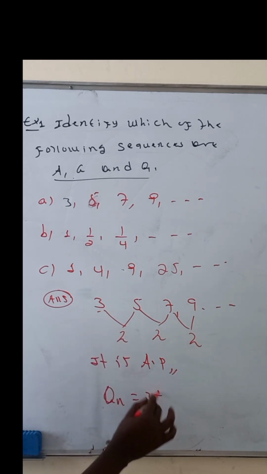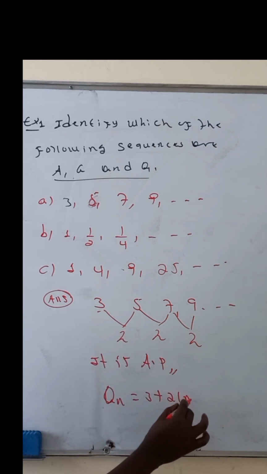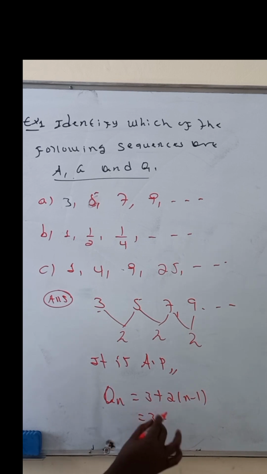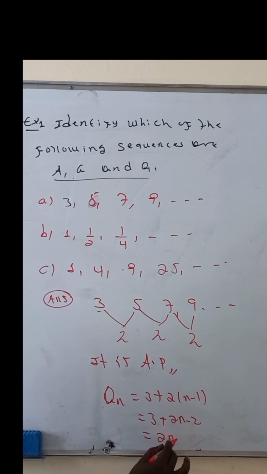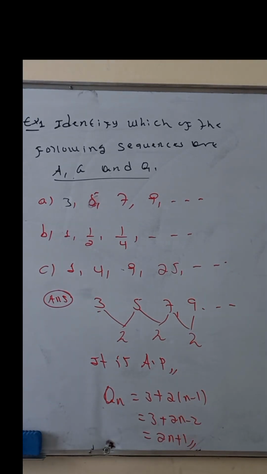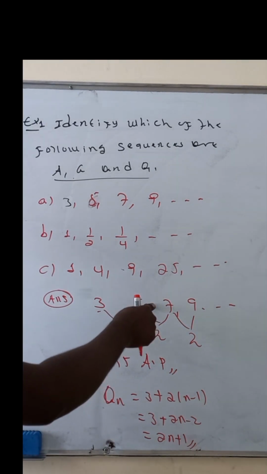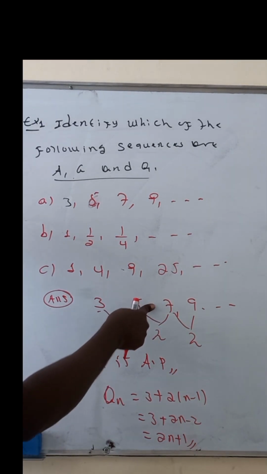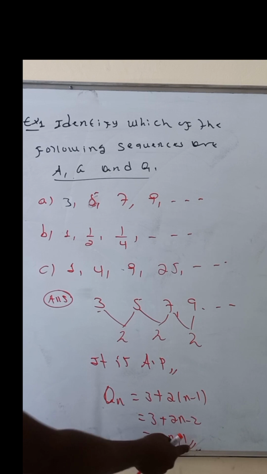If it is an arithmetic progression, the general term for the sequence is given by a1 plus d times n minus 1. a1 is 3, d is 2, so 3 plus 2 into n minus 1, which is 3 plus 2n minus 2, which is exactly 2n plus 1. So the nth term for this sequence is absolutely 2n plus 1.